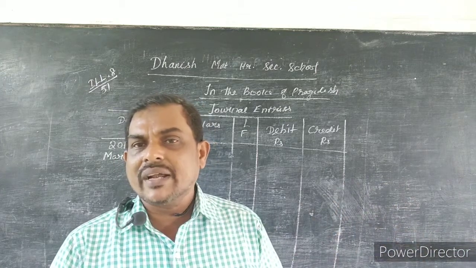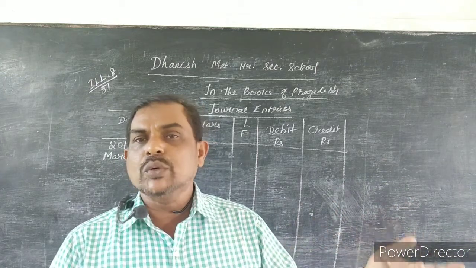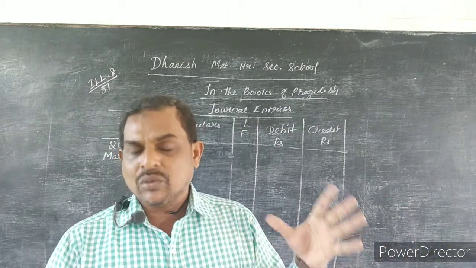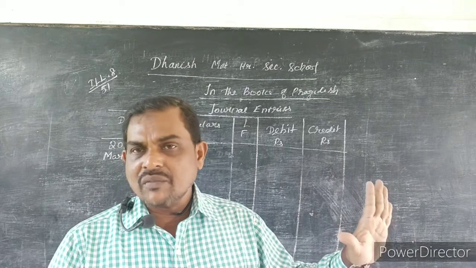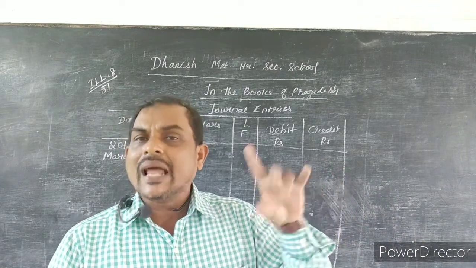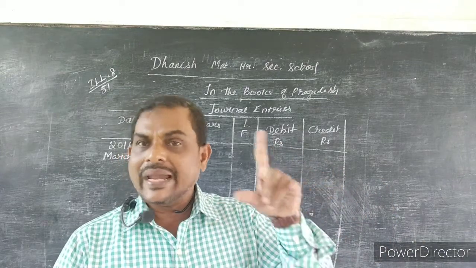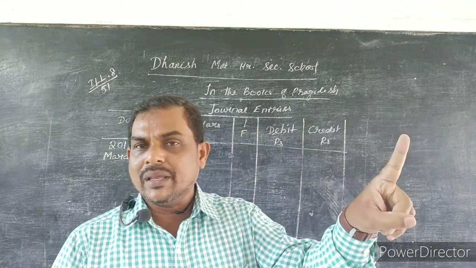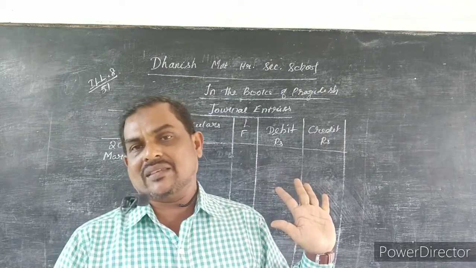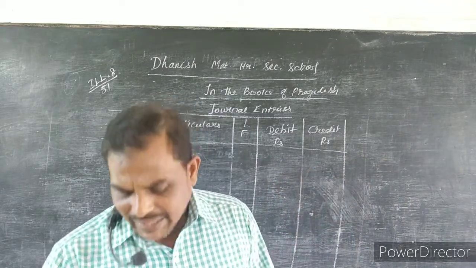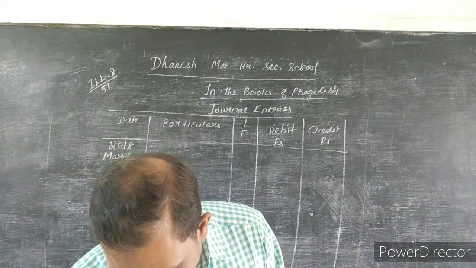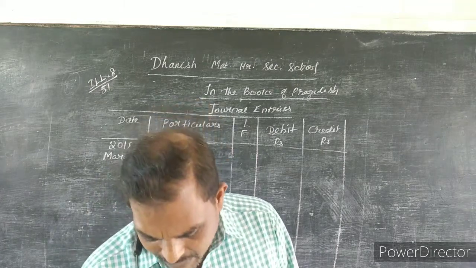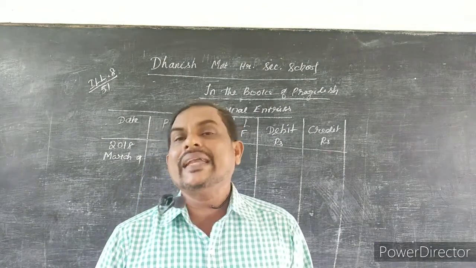What does insolvent mean? A person who is unable, incapable of paying his business debts is called an insolvent. He is insolvent, but he can pay only 90 paise per rupee. 90 paise per rupee means, suppose I have given 1 rupee, he will repay only 90 paise because of insolvency. Like that, I sold goods to L for 20,000 rupees, but now he can pay only 90 paise per rupee.